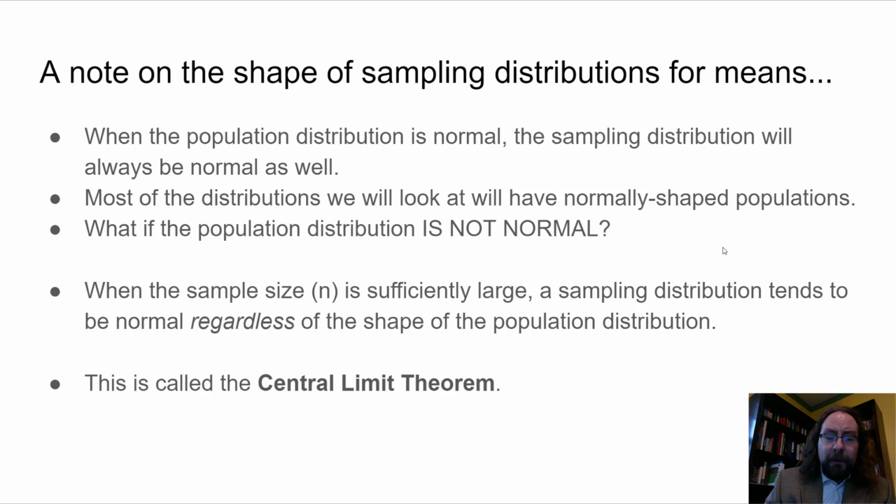Now again, most of the distributions we'll look at will have normally shaped populations, but this is a really important point. Really, if this theorem were not true, statisticians couldn't do a lot of the work that they do. So I didn't want to go through this video without mentioning it because it's kind of important, but it's not going to impact us too much in the examples you're going to have to work on, but I just didn't feel right doing this without bringing it up, at least at the end.